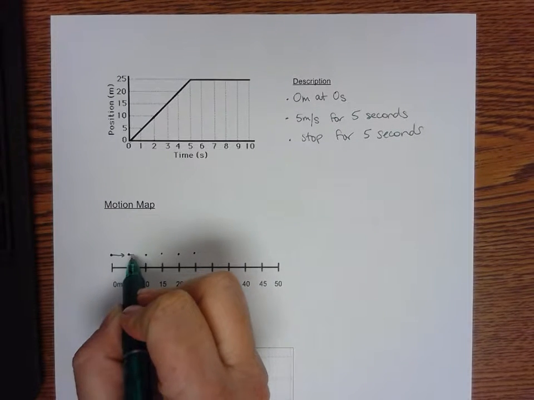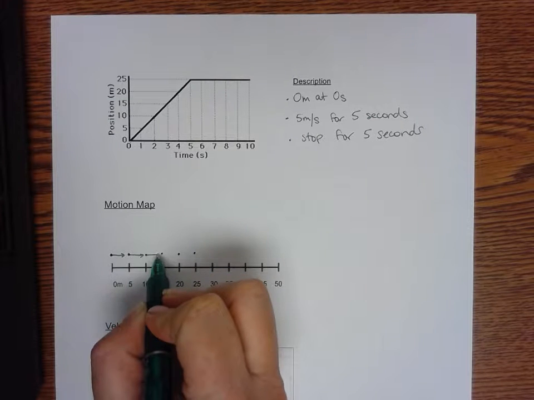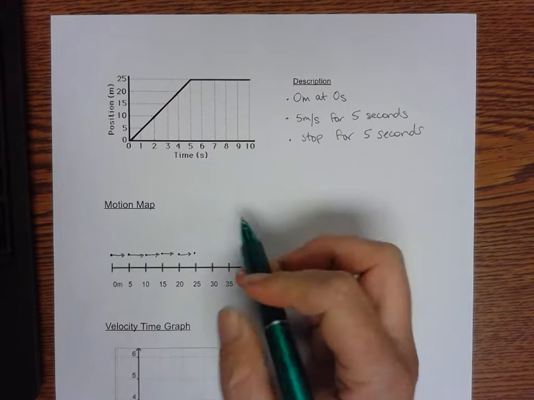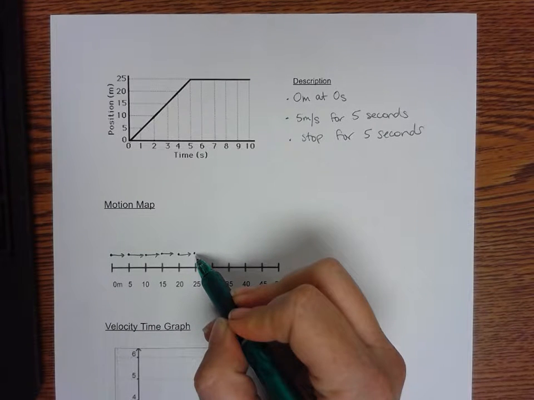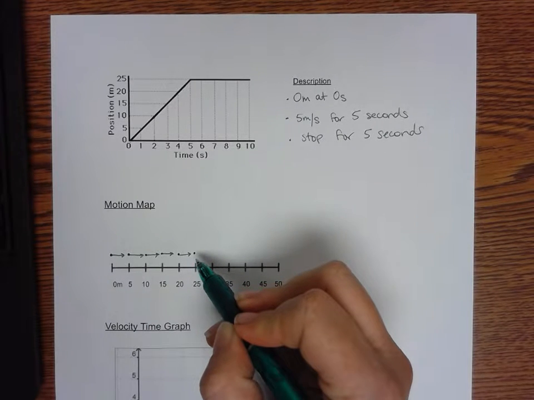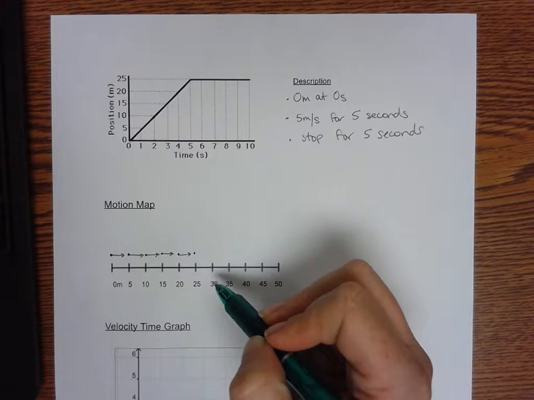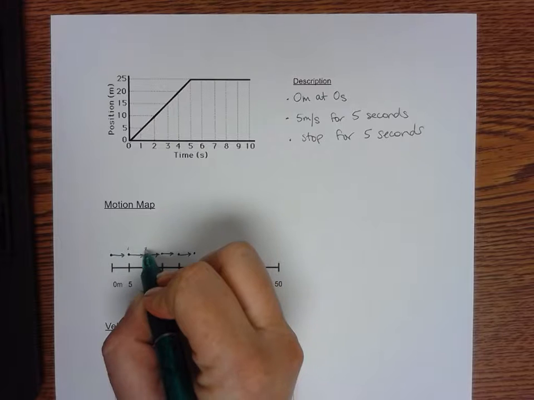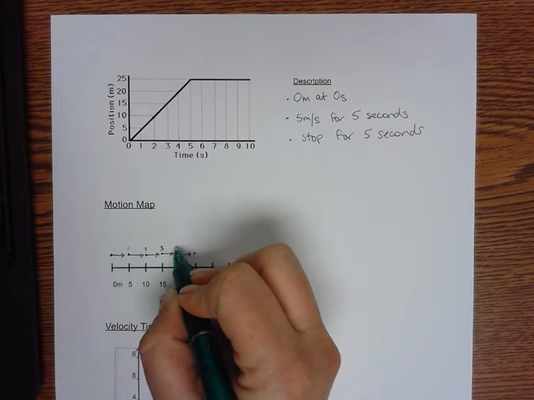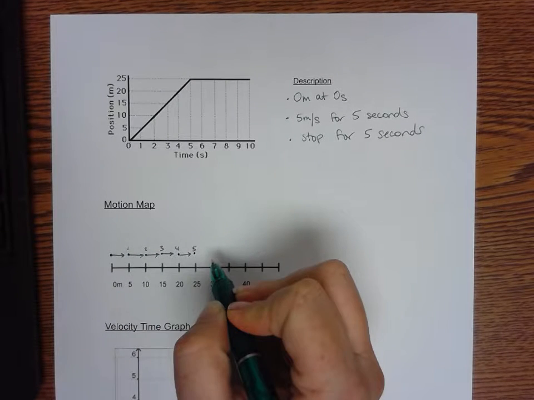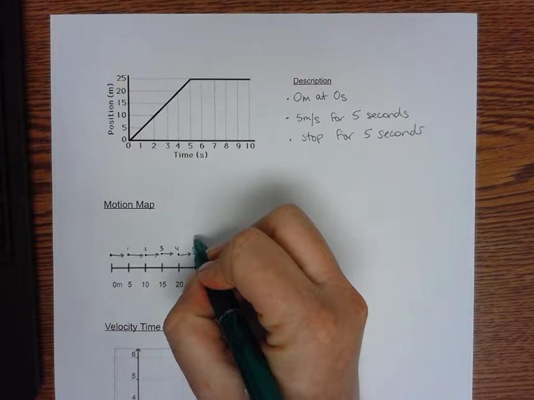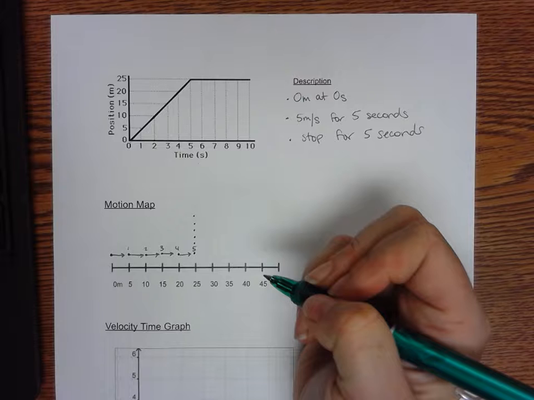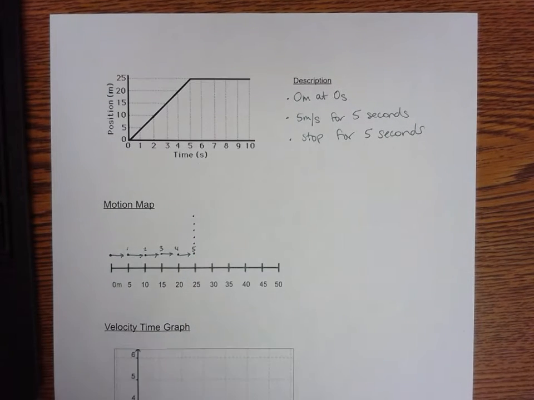It is okay to leave a little bit of space between your arrow and the next dot. They do not need to connect. Once I reached 5 seconds, I stopped for 5 seconds, so I need to indicate that with a dot. To make sure that you have enough dots, you might want to consider numbering them. So this is 1 second, 2 seconds, 3 seconds, 4 seconds, 5 seconds, 6, 7, 8, 9, 10 seconds. That way I know that I've gone as far as I need to go.